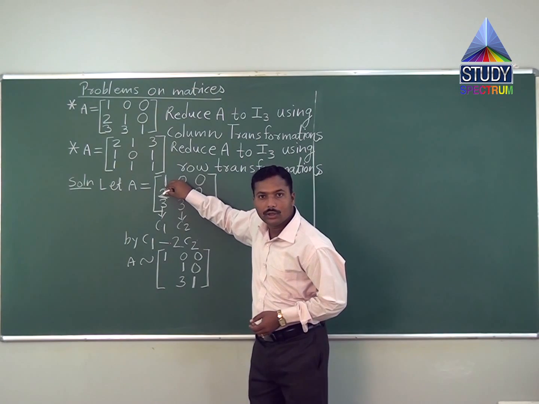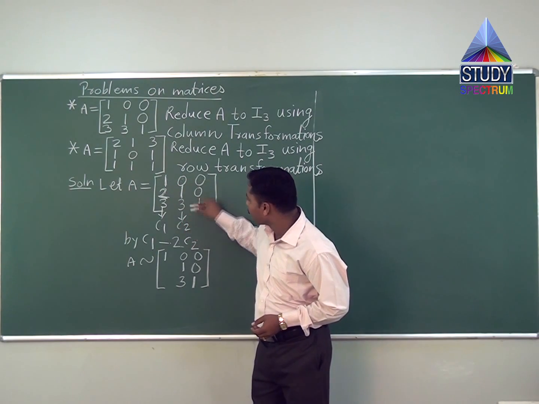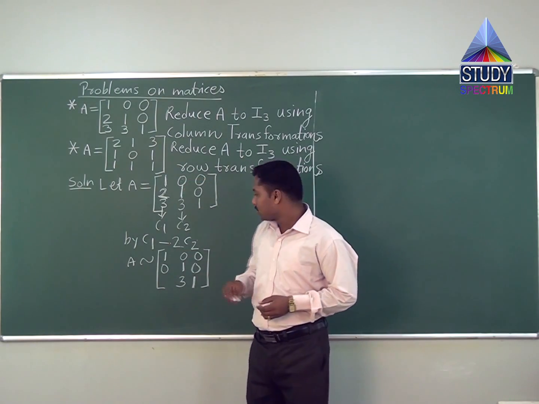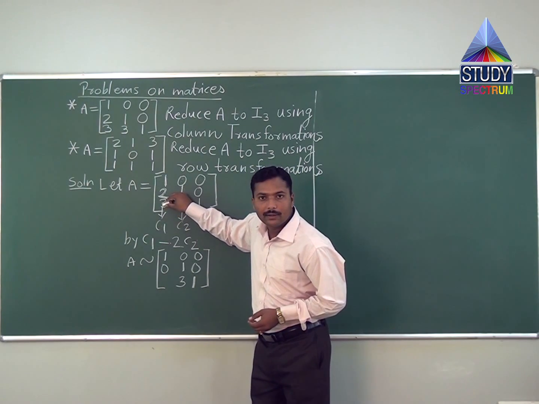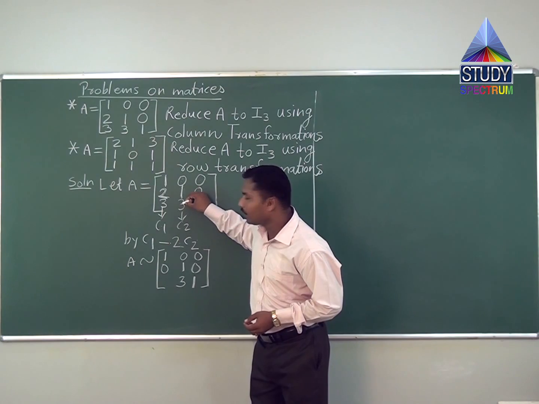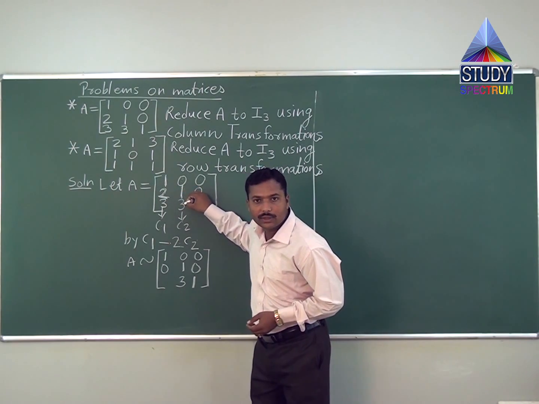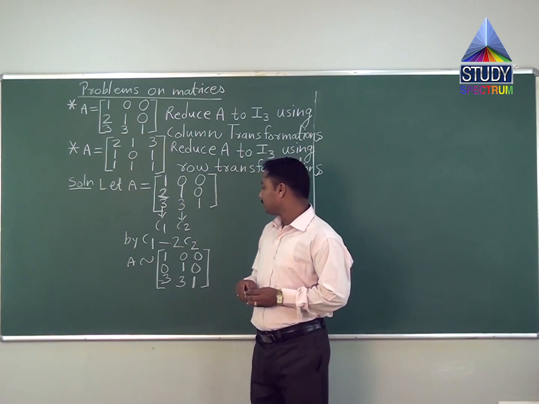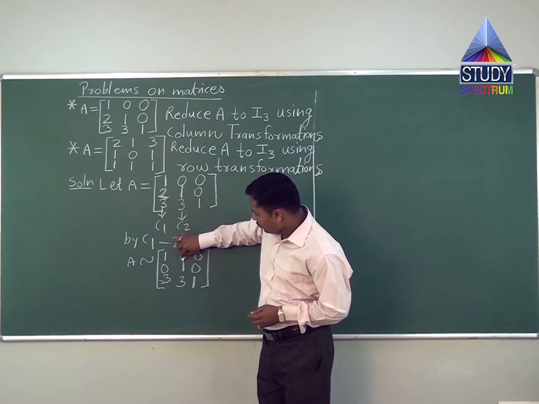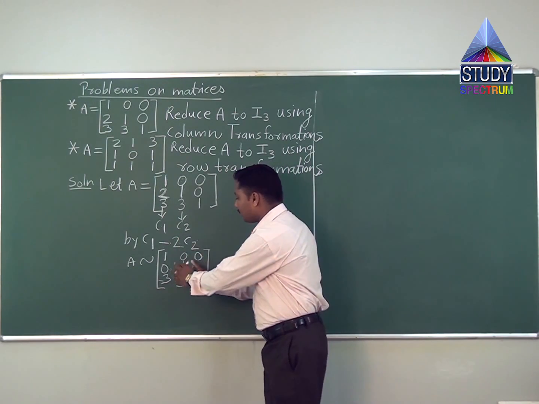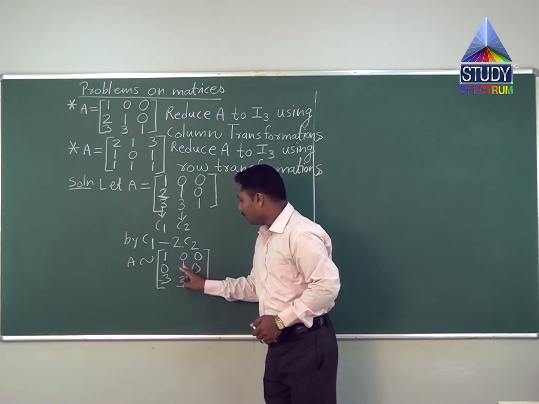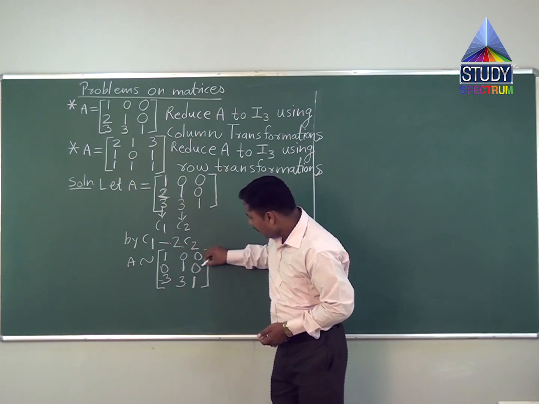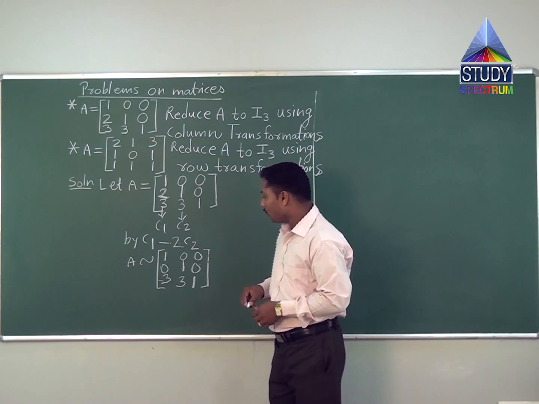Also, C1 is 2 minus 2 into C2, that is 2 into 1, 2. 2 minus 2 is 0. And lastly, C1 is 3, 3 minus 2 into 3, 6, 3 minus 6 is minus 3. In this manner, using the second diagonal number, we make the numbers near the second diagonal number, this number and this number, 0.